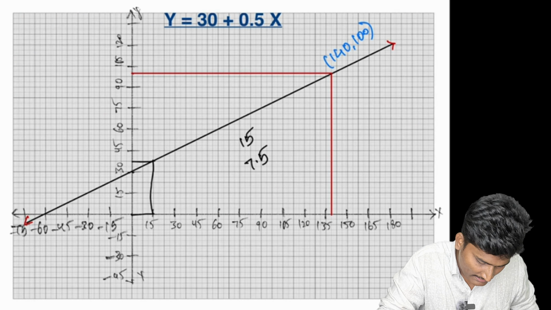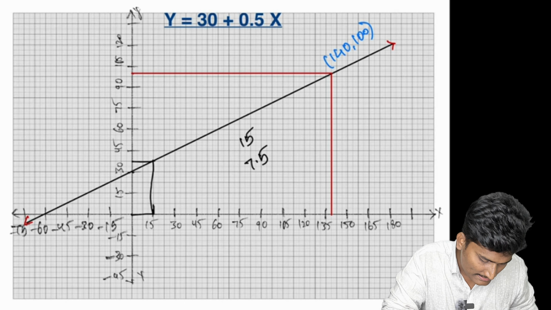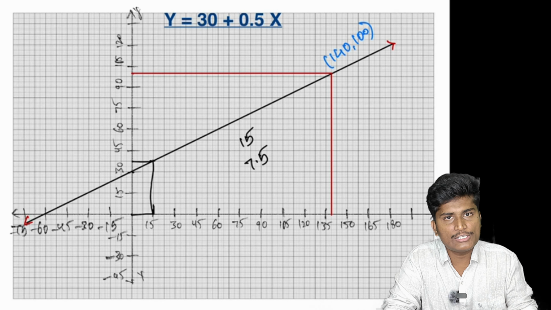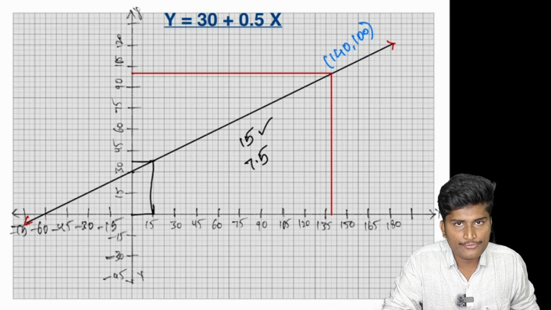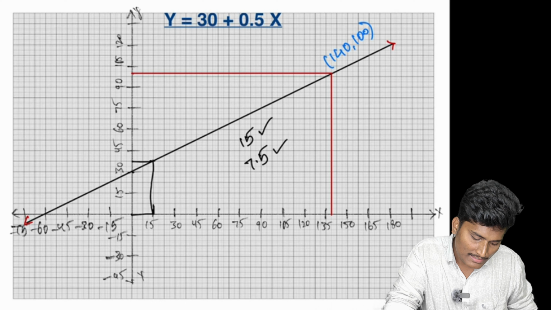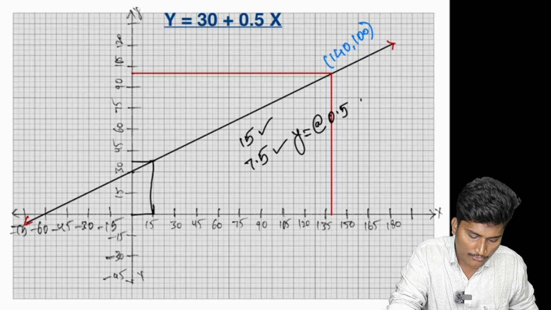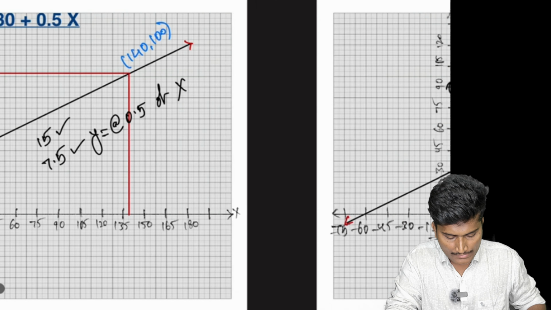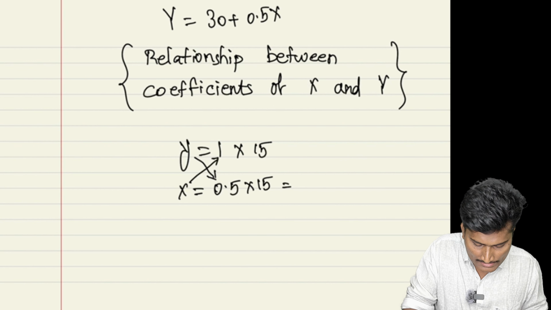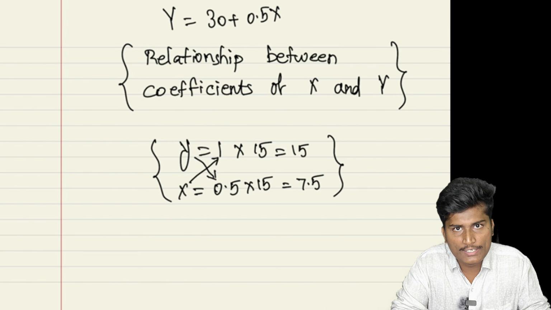See, if we observe here, x is increased by 15, from 0 to 15, and y is increased from 30 to 37.5. So there is an increment of 50%. There is an increment of 0.5. X is increased by 15 and y is increased by 7.5. That means y is increased at 0.5 of x. Okay. So if x is increased by 15, then y will be increased by 7.5. This is the relationship between coefficients.